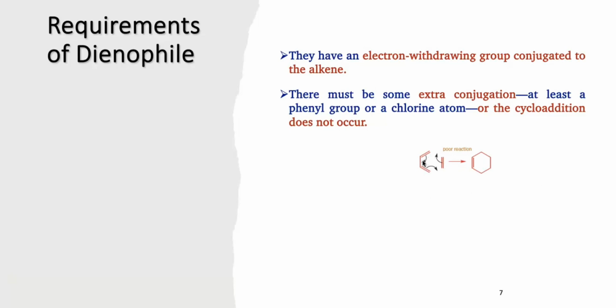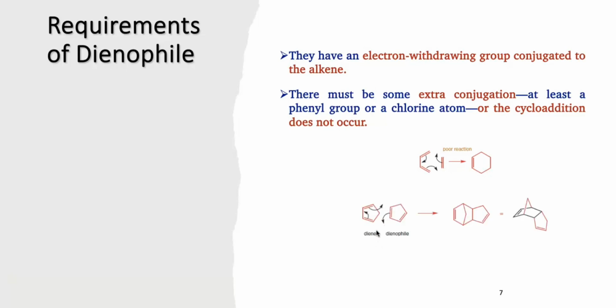The reaction between 1,3-butadiene and ethylene. So this can undergo Diels Alder reaction and it will result in the formation of cyclohexene, but the reaction rate is very poor because this alkene is not substituted by any electron withdrawing group.